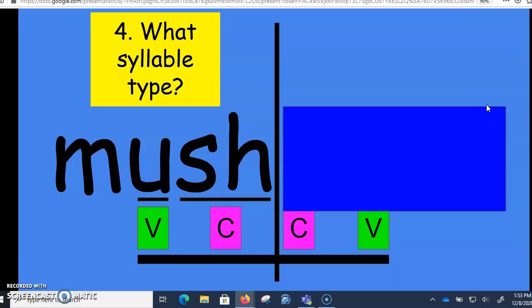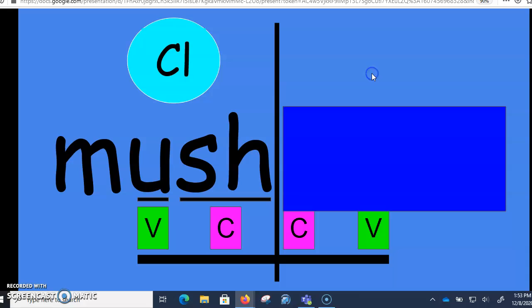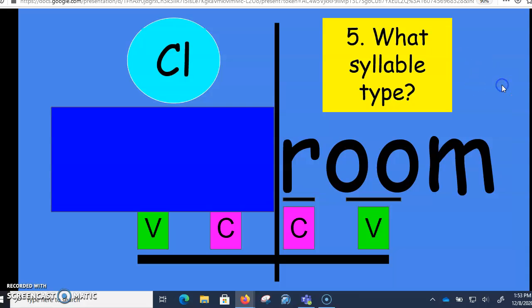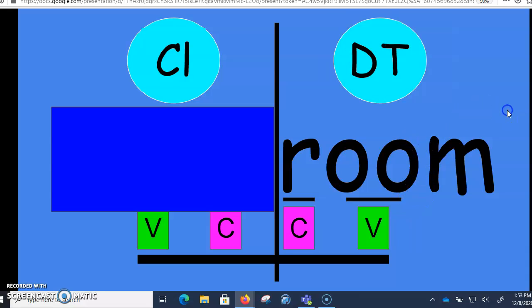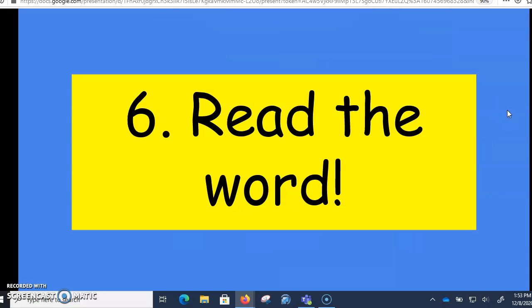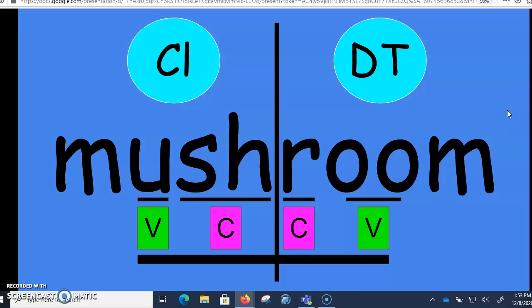Look at our syllable type. We see we have a U as our vowel. We see the SH closes the door. It's a closed syllable. We see OO as our vowel. We know that's a diphthong. And now we're going to read our word. Mushroom. Nice work.